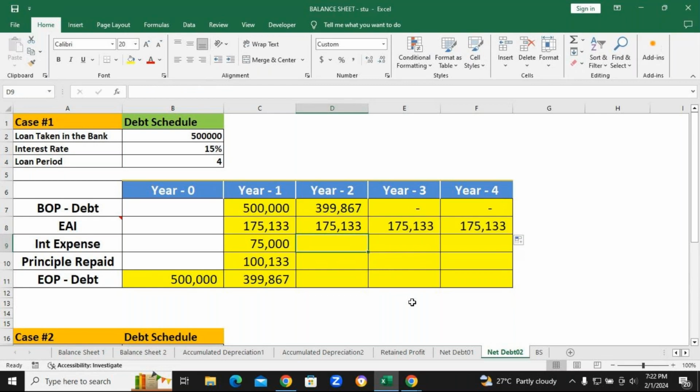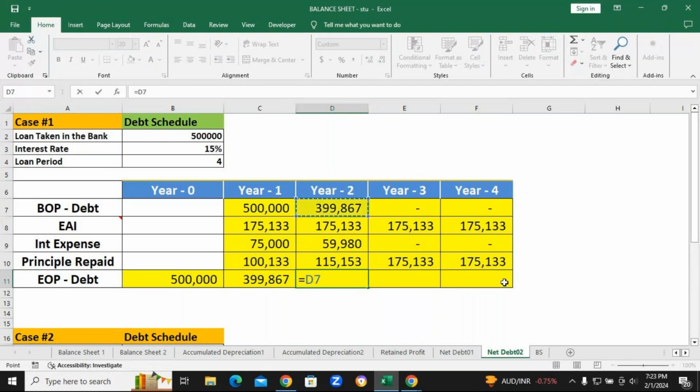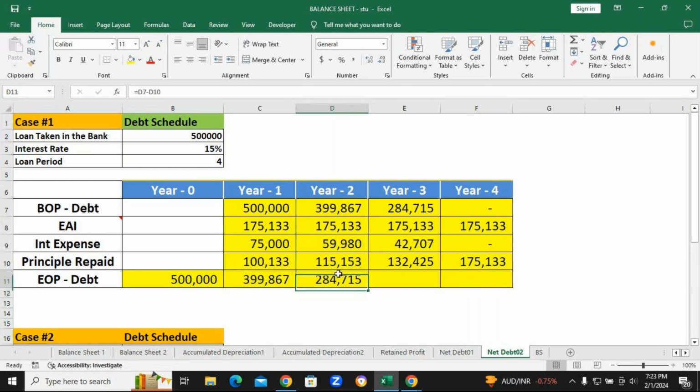Interest expenses equals the beginning of the period debt amount into 15%. I'll come here and drag this one to the right-hand side. Principal repaid is equals EAI minus interest expenses. I drag it towards my right. End of the period equals beginning of the period debt value minus principal repaid. I come here and drag it. So at the end of the fourth year, my loan is cleared.